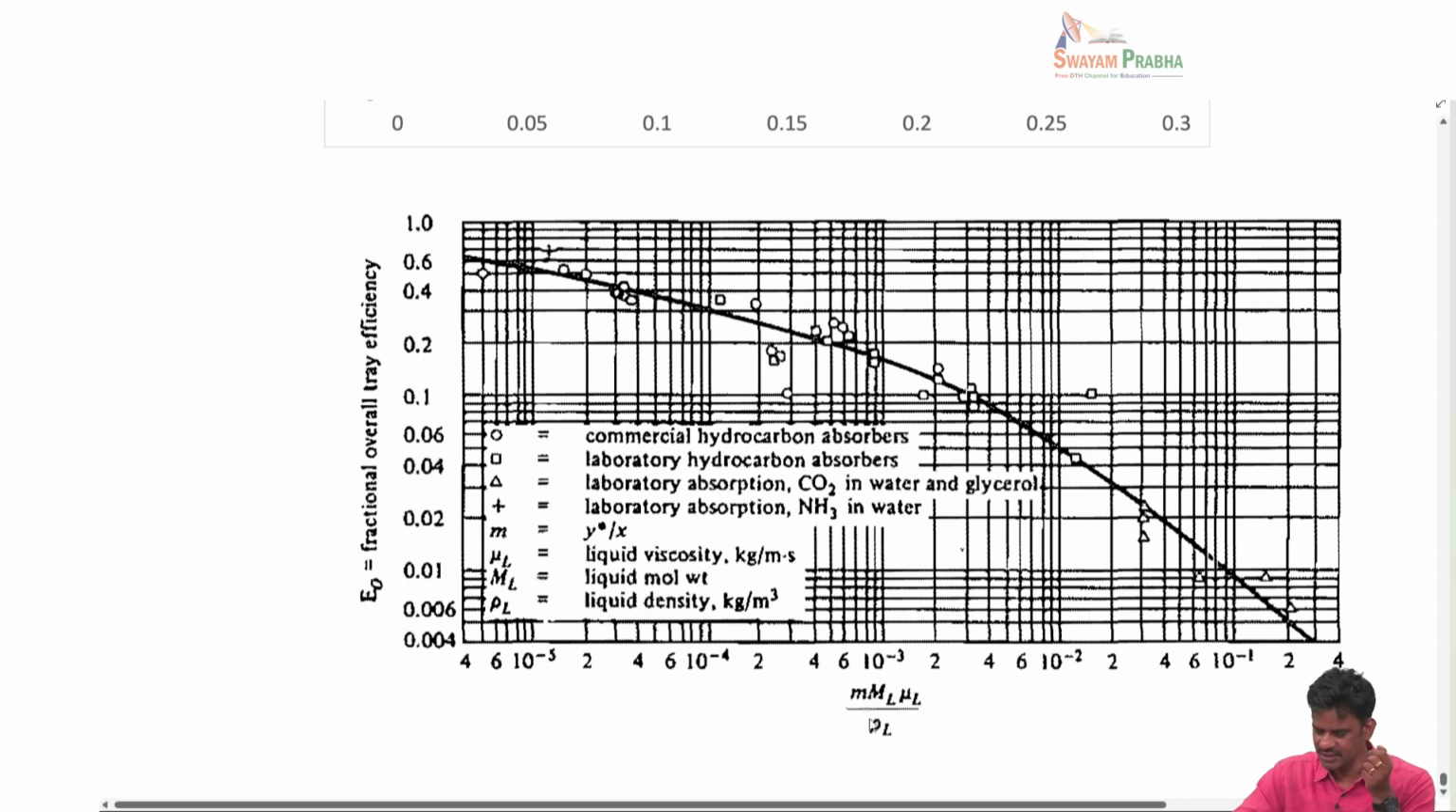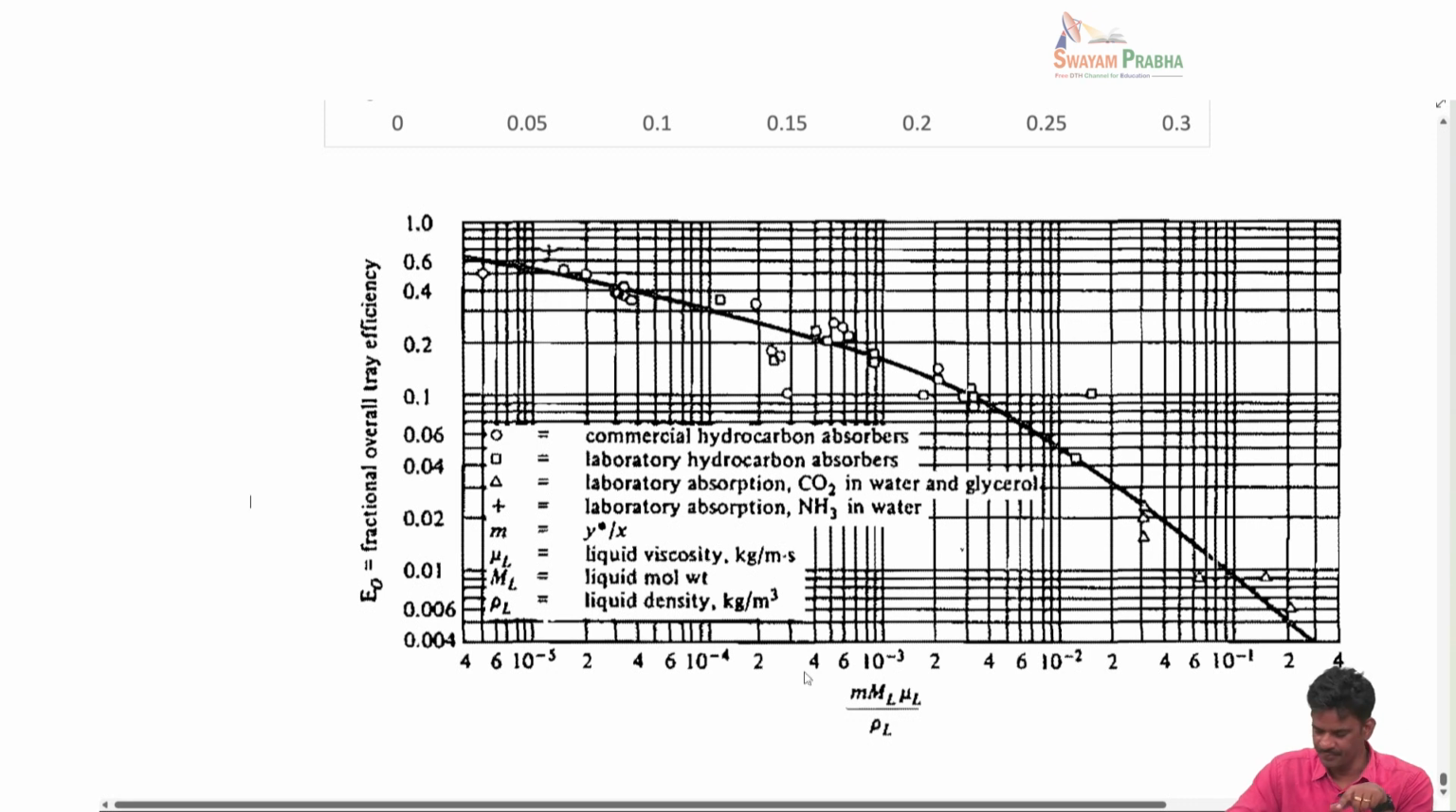On the x-axis, we have a group of terms related to the liquid properties. m here is the slope of the equilibrium line, ml is the average molecular weight of the liquid, mu l is the viscosity, and rho is the density. These are all physical properties that we can easily get. Once we know that value, we can look at the plot and reach the continuous line, which tells you the efficiency. One thing to note is that the maximum efficiency this plot shows is about 60%, and anything less than that.